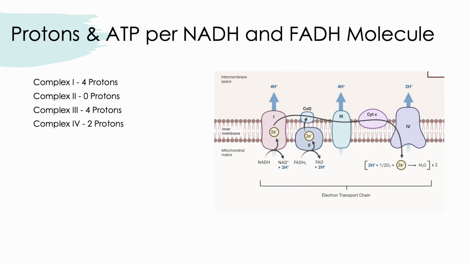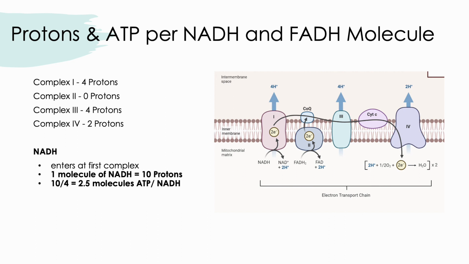So, to summarize, complex 1 pumps out 4 protons, complex 2 none, complex 3 an additional 4 protons, and lastly, complex 4 only 2. Now, NADH enters the first complex, which means 1 NADH molecule is contributing to 10 protons being pumped out into the intermembrane space. And since 4 protons are required to make 1 ATP, it means that 1 NADH molecule generates 2.5 molecules of ATP.